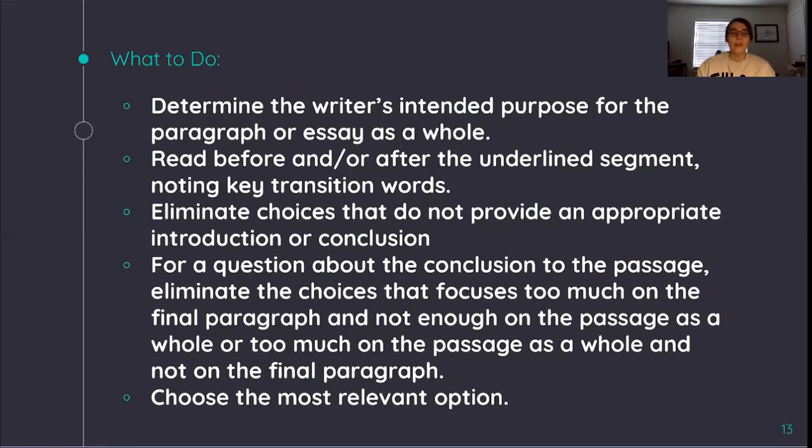For a question about the conclusion to the passage, eliminate the choices that focus too much on the paragraph and not on the passage as a whole. So again, you need to think through what is a good conclusion for a paragraph versus what's a good conclusion for an entire passage. Those two things are going to have different scopes and different uses, so you have to be able to pick those terms apart when you are selecting the best thing. And finally, always look to choose the options that are most relevant.